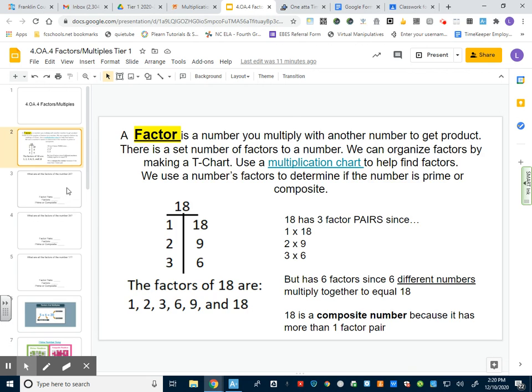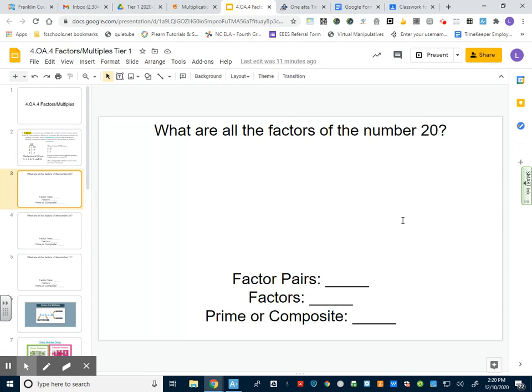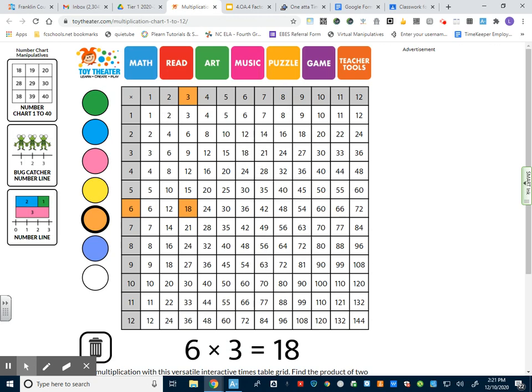All right, I'm going to do a few examples to guide you through this using a multiplication chart. The question says, what are all the factors of the number 20? To find all the factors, I'm going to go in order. I'm going to make a T-chart since I'm finding the factors. I'm going to start with 1 times 20. 1 times 20 is 20. Then I'm going to think about my 2's tables. Since 20 is an even number, I know it's going to be in my 2's tables.